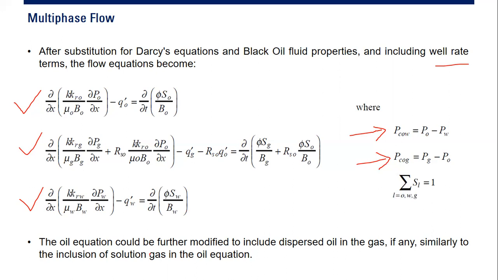The oil equation could be further modified to include dispersed oil in the gas, if any, similarly to the inclusion of solution gas in the oil equation. So there will be solution gas dissolved in the oil, and there can be dispersed oil in the gas. Ya, jadi ada gas yang larut ke oil, ada oil yang disperse ke gas. The equation can be very, very complicated for multi-phase flow.